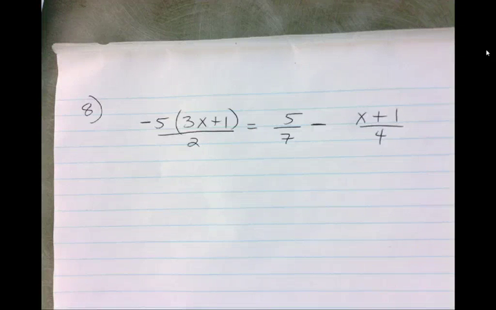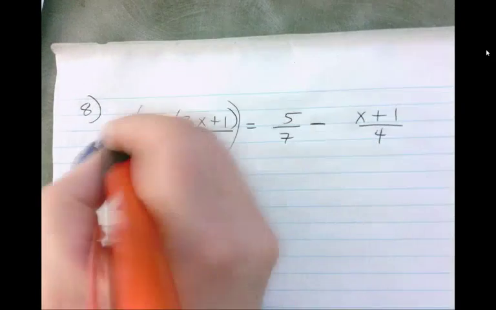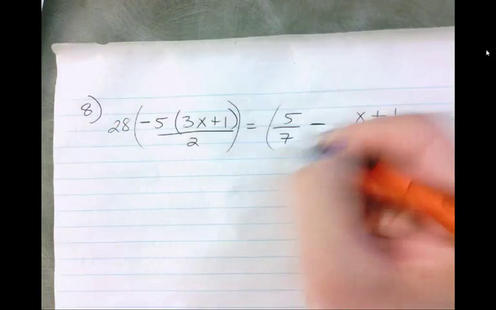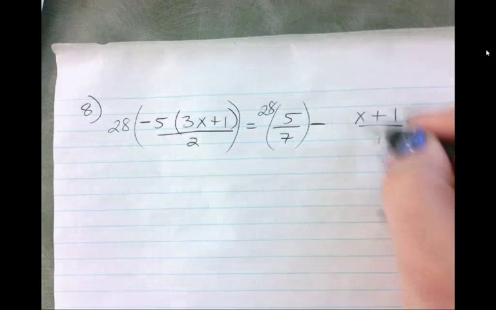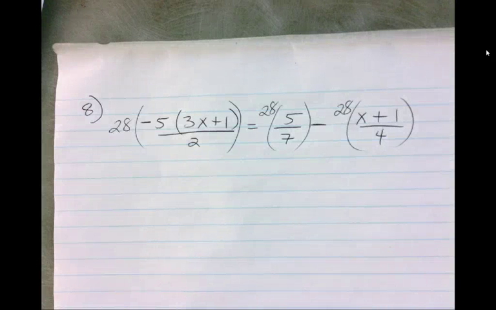28. Now, why did you choose 28? Because 28 is the smallest number that goes into all three of those. Okay, so we're going to choose 28. We're going to multiply every single term by 28.